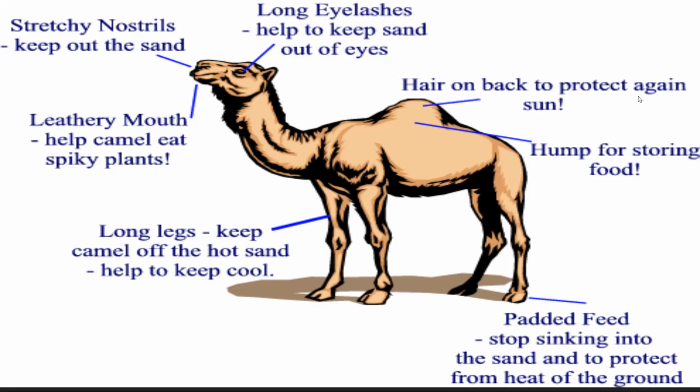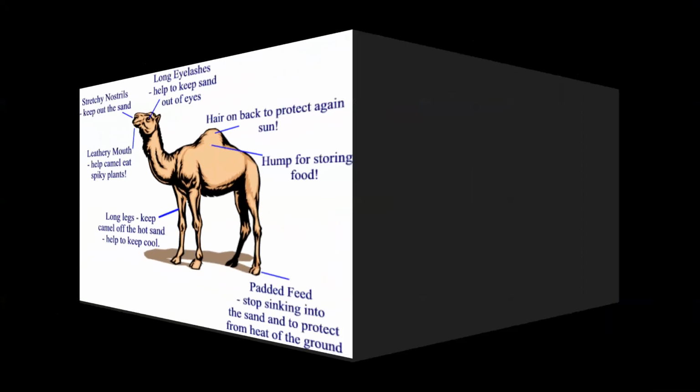Hair on the back to protect against the sun. The hair is there on their back because the sunlight is too much, to protect their body and inside body organs. Long eyelashes keep the sand out of the eyes. Their eyelids are there, and eyelashes are very long, so that they can protect their body from the sand. These are all the adaptations of the camel to survive in unfavorable conditions.